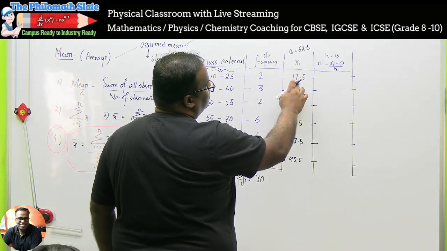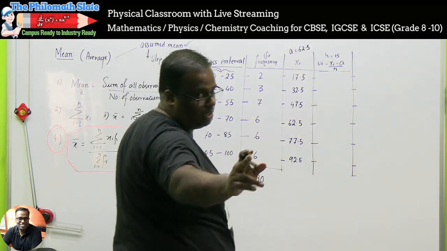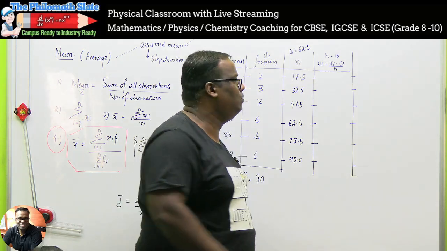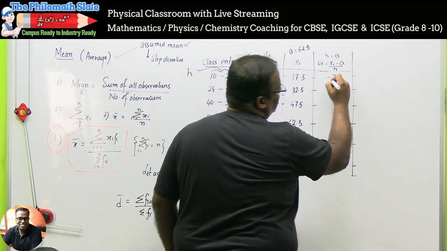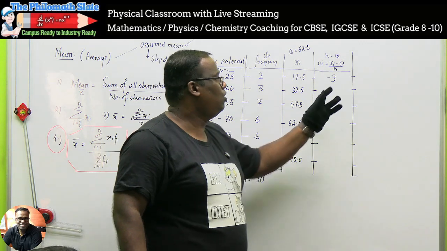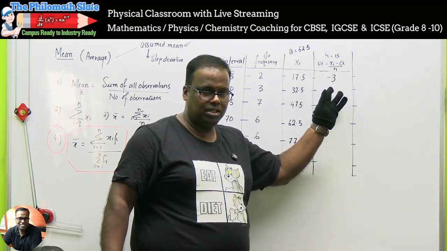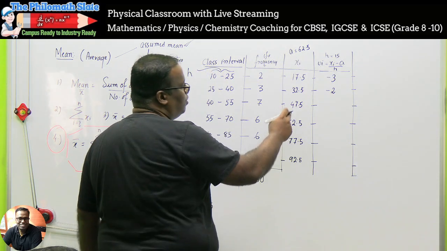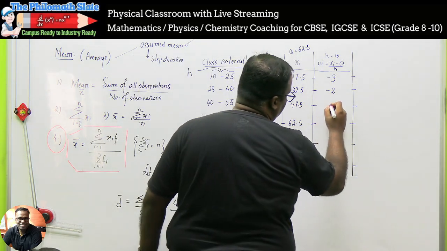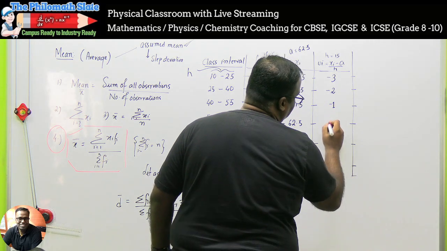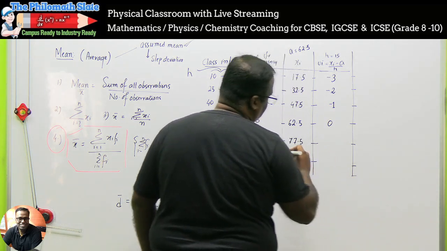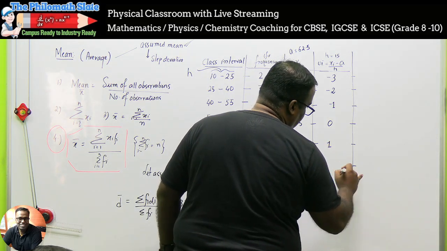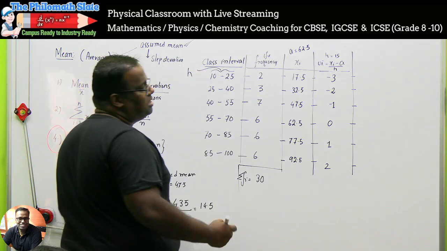17.5 minus 62.5. How much did you get, Neha, minus 45? Minus 45 divided by 15 will give you minus 3. Agreed. Second one, how much did you get? Minus 30. Minus 30 divided by 15 will give you minus 2. Third one, what did you get? Minus 15 divided by 15 will give you minus 1. Then you got a 0. Then how much did you get? 15. That means 1. Then how much did you get? 30. 30 means 2. See, life is fun.